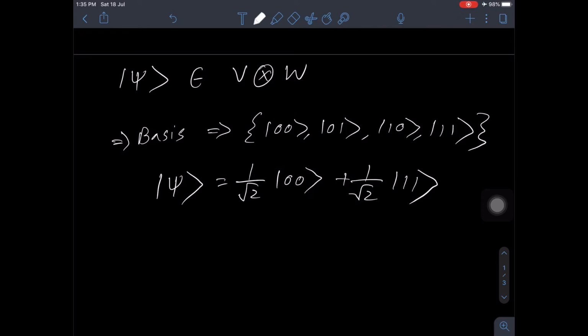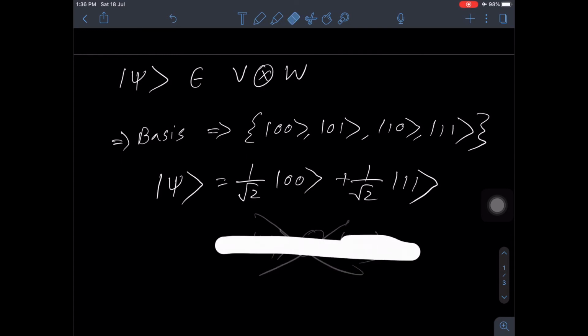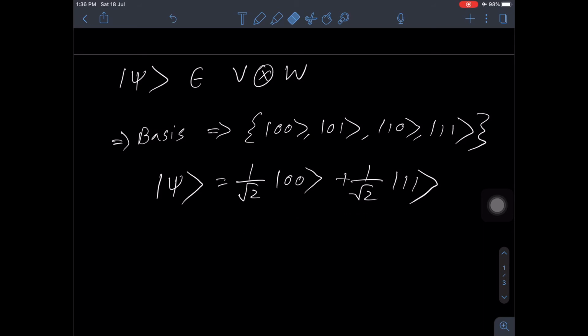Then what you can show is that this cannot be written as a direct product, a tensor product of two states. It cannot be written as something like psi 1 tensor psi 2. It is not possible. So this state is called an entangled state. What you can see is that in this product space you have two kinds of states. One is a product state, and the other is the entangled states.